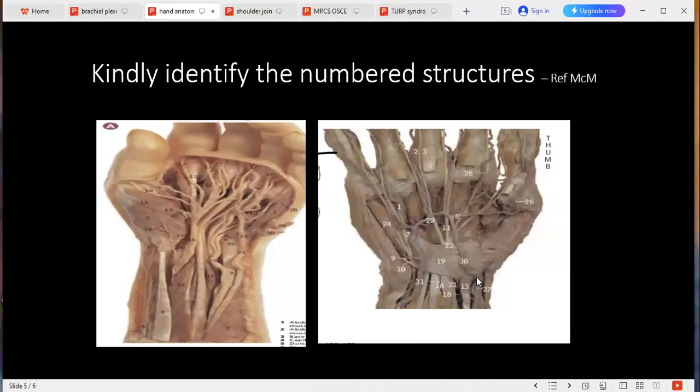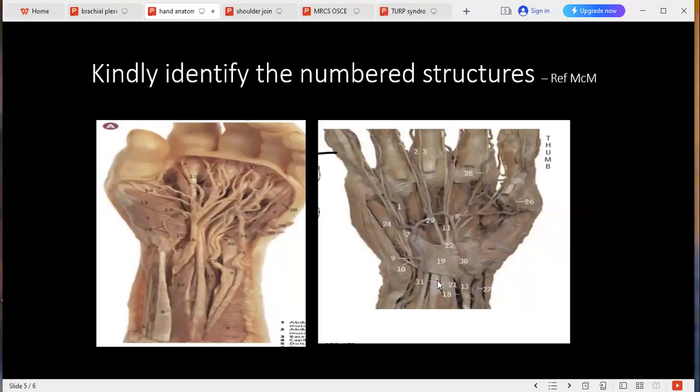Laterally, it is attached to the tubercle of the scaphoid and below it is attached to the trapezium, and medially it is attached to the hook of the hamate and pisiform bone. Okay. And what are the structures that pass below it?